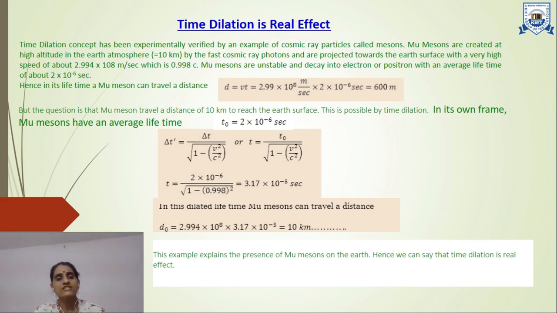But this effect is normally observed in the micro dimensions only, not in the macro dimensions, because the particle should travel with a velocity approaching c. If a particle travels with a velocity approaching c, only then can we see the time dilation effect. The twin paradox is also an example of time dilation, and our GPS satellite system, which is working, is also an example of time dilation.